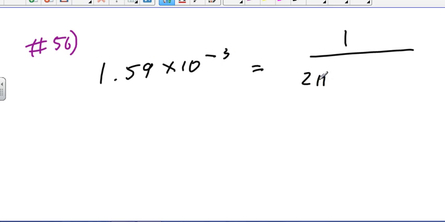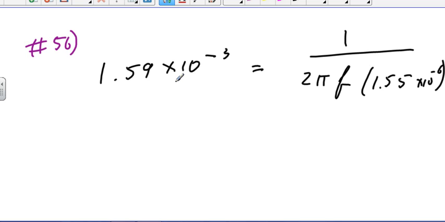56. Okay, so I've got 1.59 times 10 to the minus 3 is equal to 1 over 2 pi f times 1.55 times 10 to the minus 6. All right, well, we recognize 1 over 2 pi f times something as reactive capacitance. And so this is going to be in ohms, which is a really small number, so that's going to be like nothing.